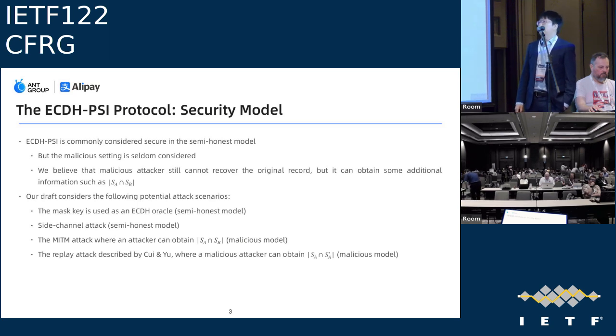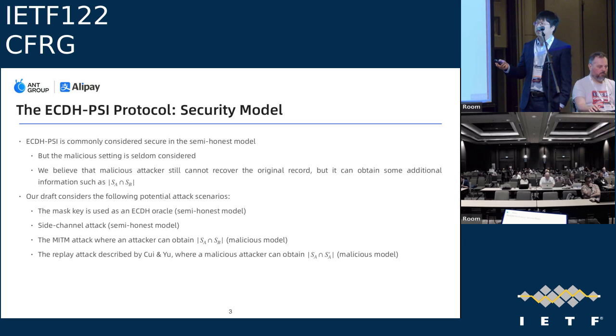Here is a brief introduction to the security model of the protocol. Commonly, the protocol ECDH-PSI is considered secure in the semi-honest model, but as far as we know, the malicious setting is seldom considered. We believe that malicious attackers still cannot recover the original records, that is RA and RB, but they can indeed obtain some extra information, such as the cardinality of the intersection.